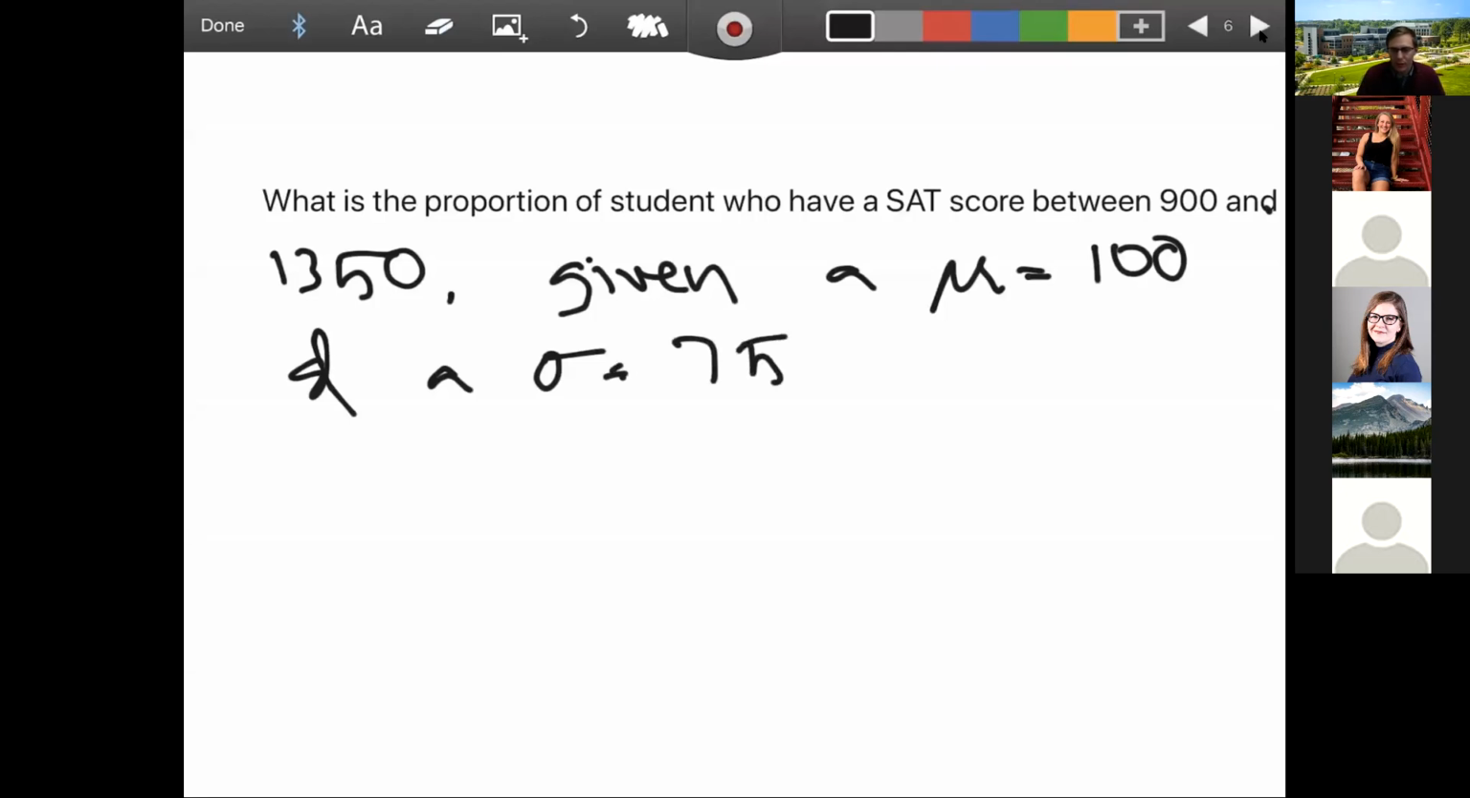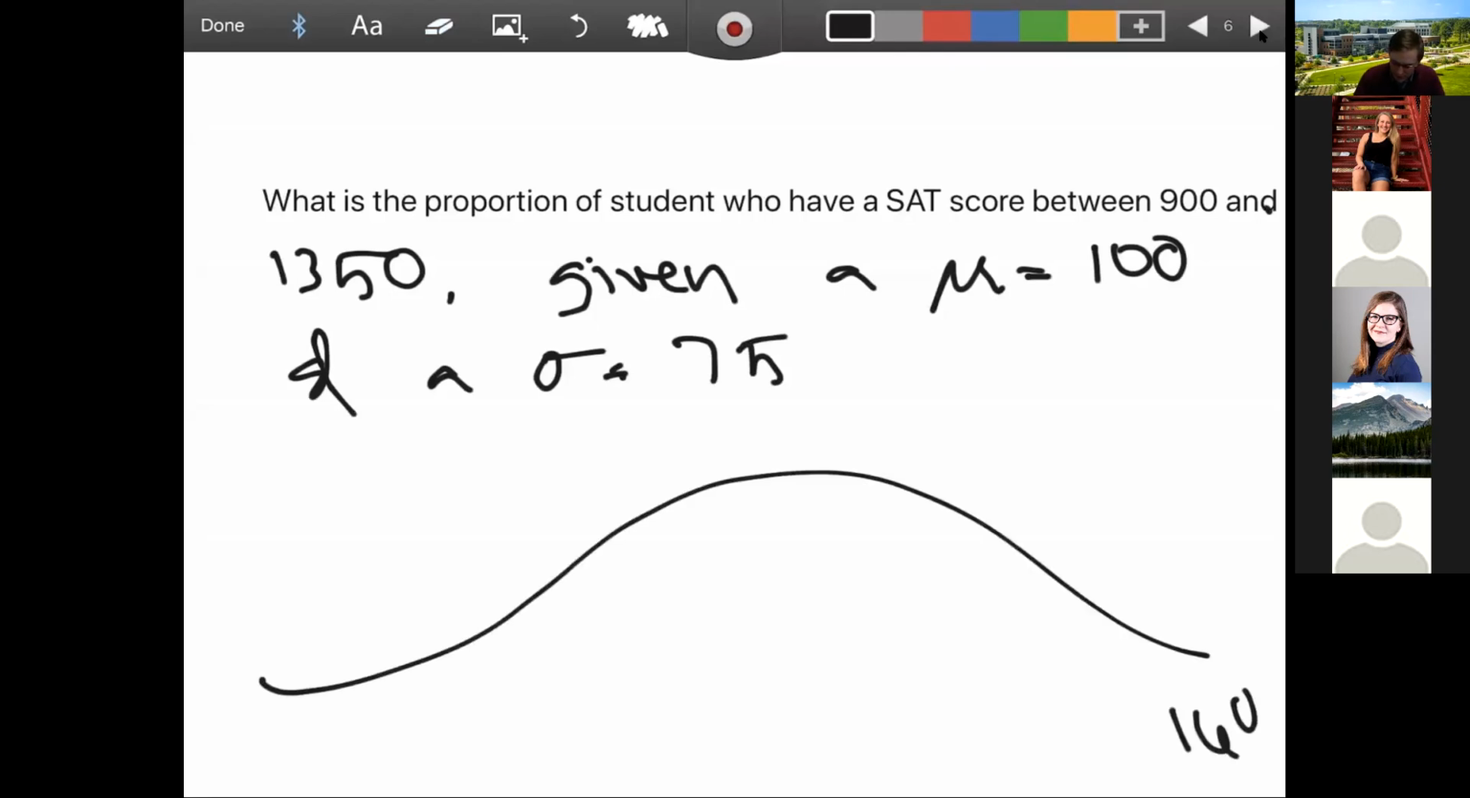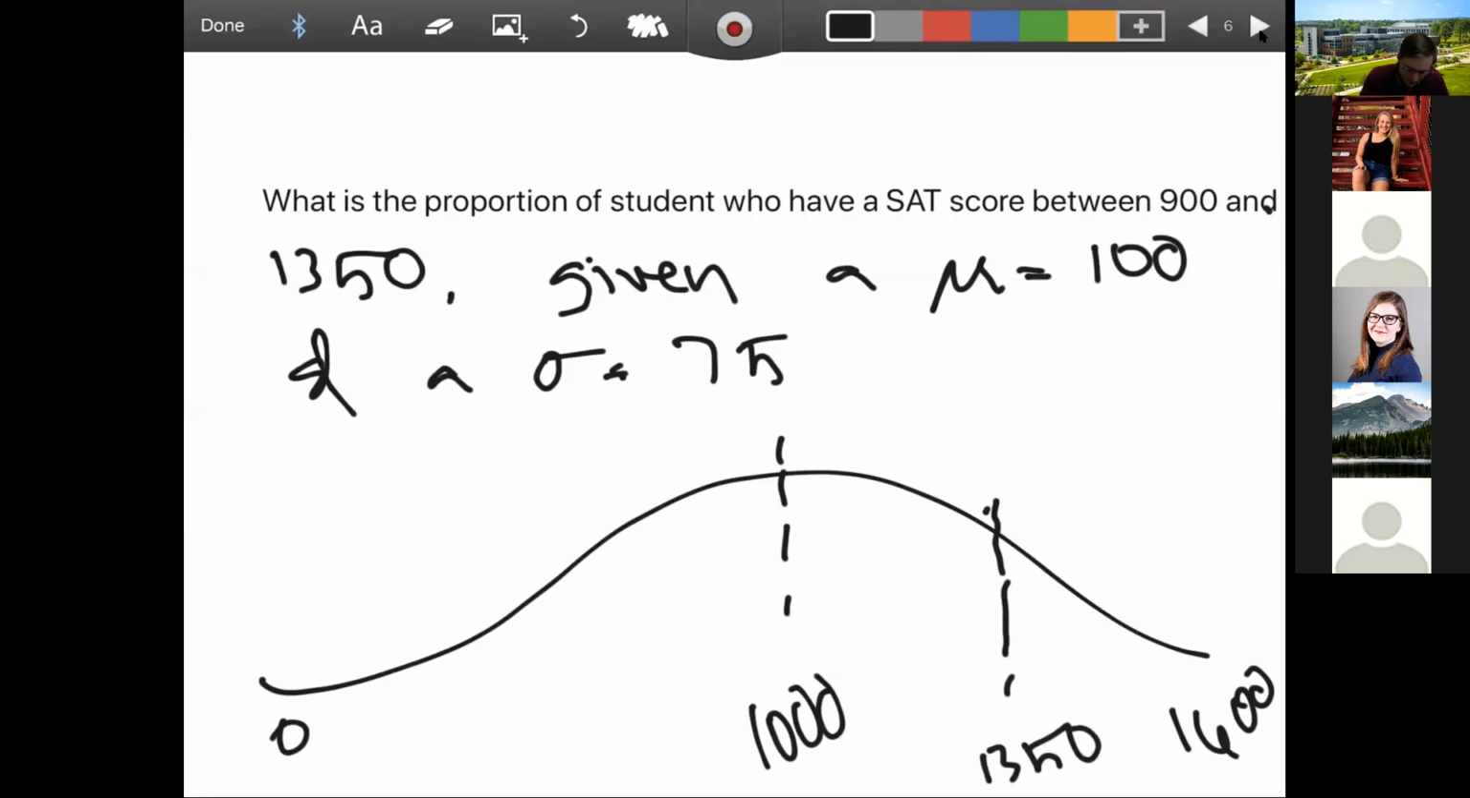All right, so now you have to find, within this entire distribution of scores, with this being 1,600 and this being 0, I don't know if you can actually get a 0, but let's just say, this is the mean at 1,000. What would be the proportion that would fall between this 1350 and 900? Does that help? Yes, actually it does. Good. Thank you. Of course.